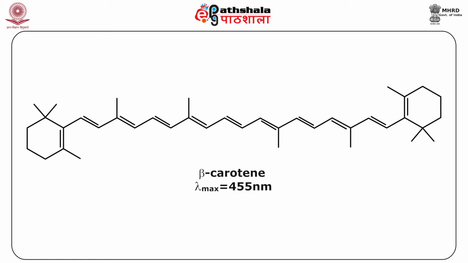Consider beta carotene, which is a precursor of vitamin A. This beta carotene has 11 conjugated double bonds, as can be seen in the figure, and its absorption maxima gets shifted from ultraviolet to the blue region of the visible spectrum, giving it an orange color.